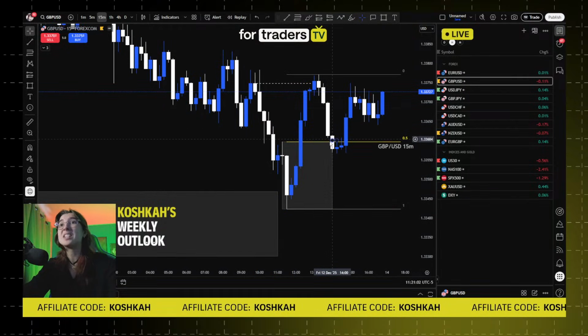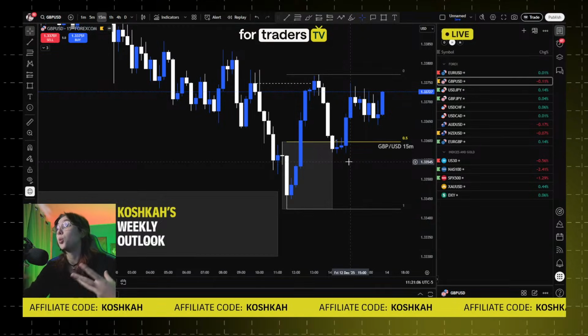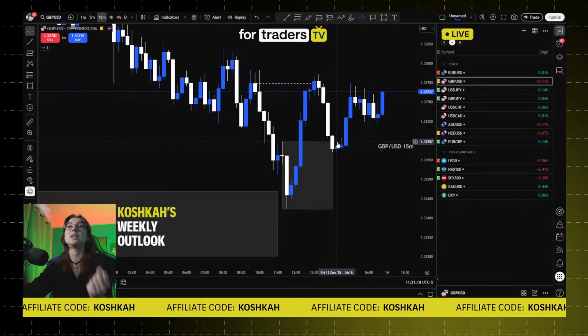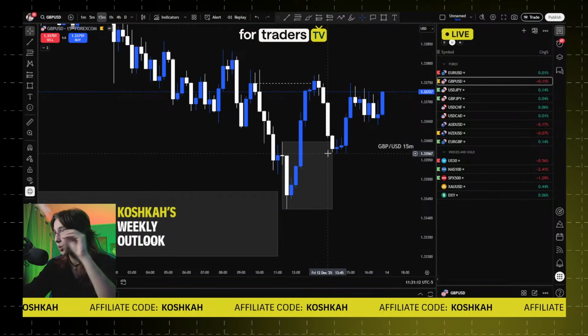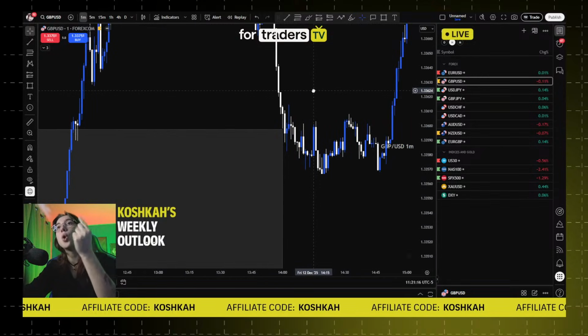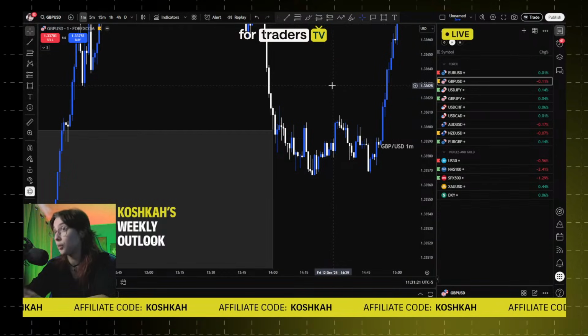Right here, price stopped into this POI. The ratio is bad, so we want to refine it, right? To refine it, what you can do is pretty simple. When price stops into this POI, you can go on the 1 minute, and while you go on the 1 minute, you will find the 1 minute structure, right?